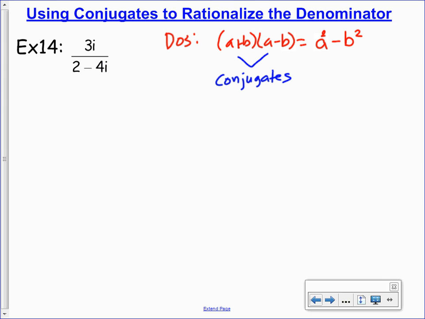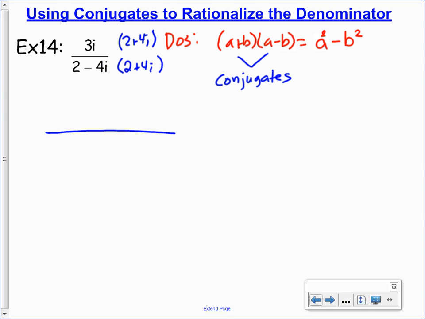If this one is 2 minus 4I, then the conjugate would be 2 plus 4I. Whatever you do to the bottom, you do to the top. But the bottom is the one you want to simplify, right? So the conjugate of 2 minus 4I is 2 plus 4I, and of course, do that to the top and bottom. I'll worry about the top in just a second, but the bottom is where the magic happens.